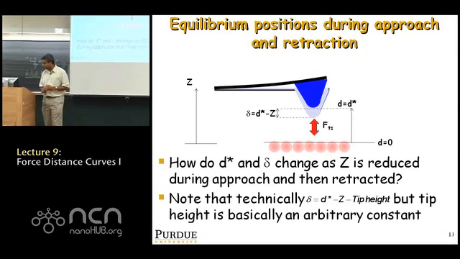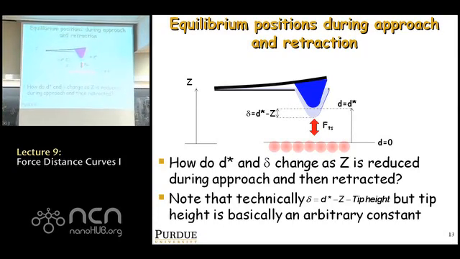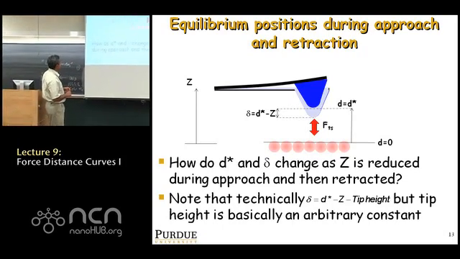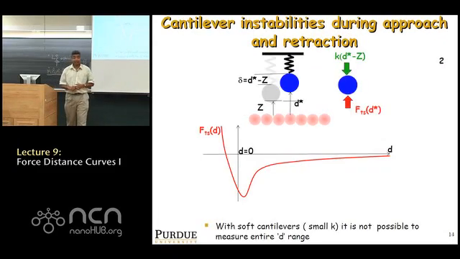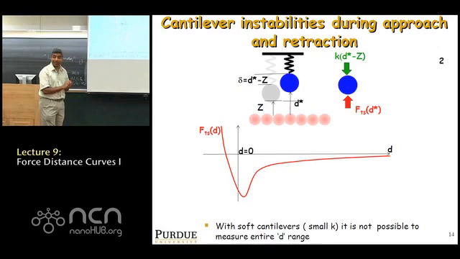So really our question is going to be, how do D star and delta, which is the deflection of the cantilever, change as Z is reduced, okay? So we're simply going to look at, you change Z, how does the gap change, and how does the deflection delta change as you approach the sample and move away from it, okay? And we'll take this particular example. We have FTS as a function of D, that's shown here. This looks like a Lennard-Jones-like potential, right? So you have negative forces, and then when you come closer, you get repulsive interactions, okay?